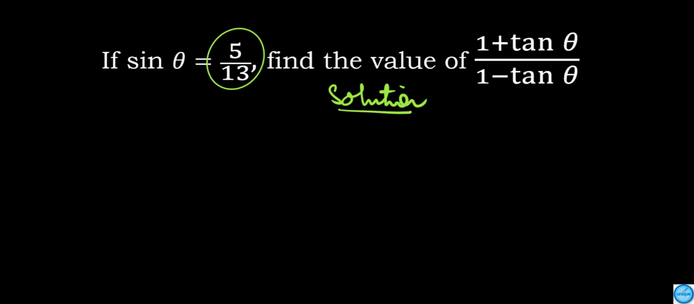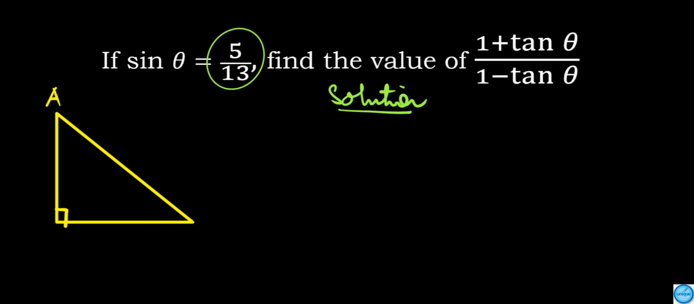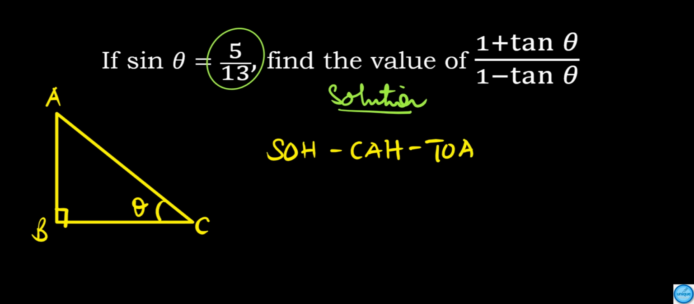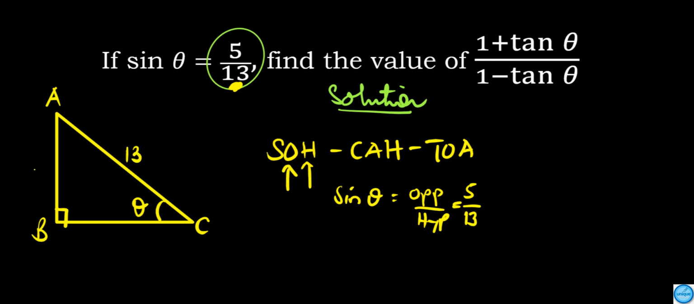It is a fraction, so what we need to do is have our simple right angle triangle. This is our right angle triangle, and I should label this A, B, C, with theta here. Sine is opposite versus the hypotenuse. So sine theta is equal to opposite versus hypotenuse. Our opposite is 5, and our hypotenuse here is 13. So we can have our hypotenuse as 13 and our opposite as 5.